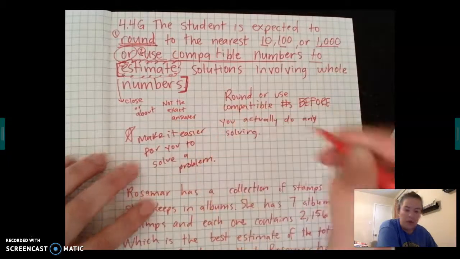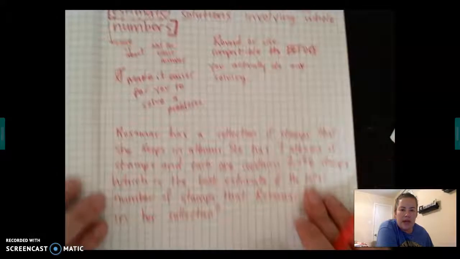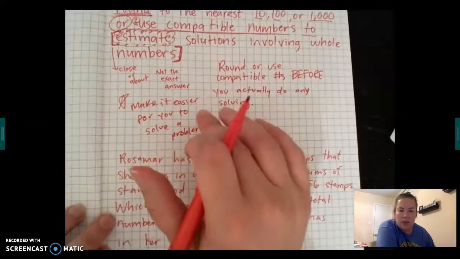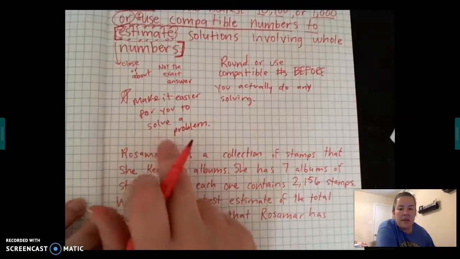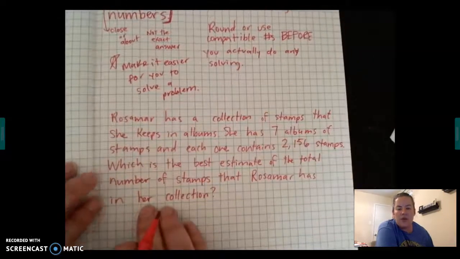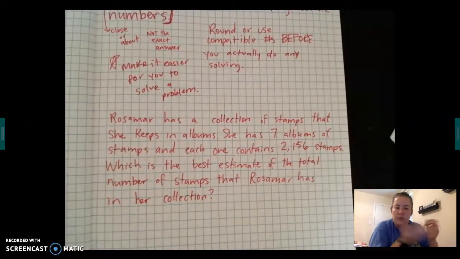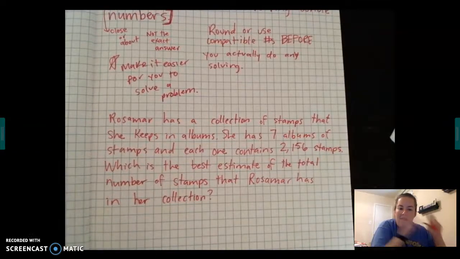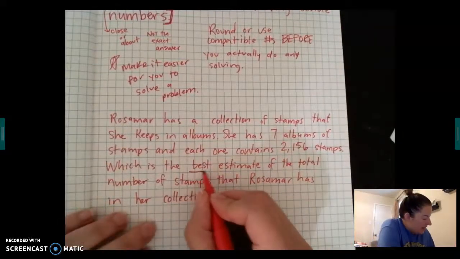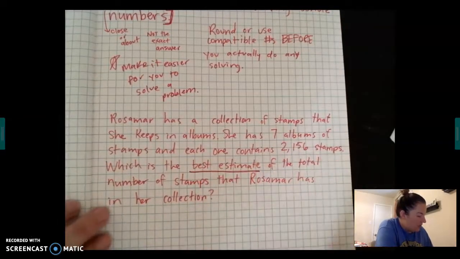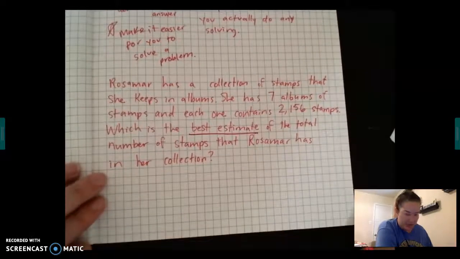Let me show you what I mean. So let's look at this word problem here. We're going to either round or use compatible numbers before I actually solve it, and it's going to make it easier for me to solve. So look at this problem. It says, Rosemar has a collection of stamps that she keeps in albums, like photo albums. She has 7 albums of stamps, and each one contains 2,156 stamps. Which is the best estimate of the total number of stamps that Rosemar has in her collection?